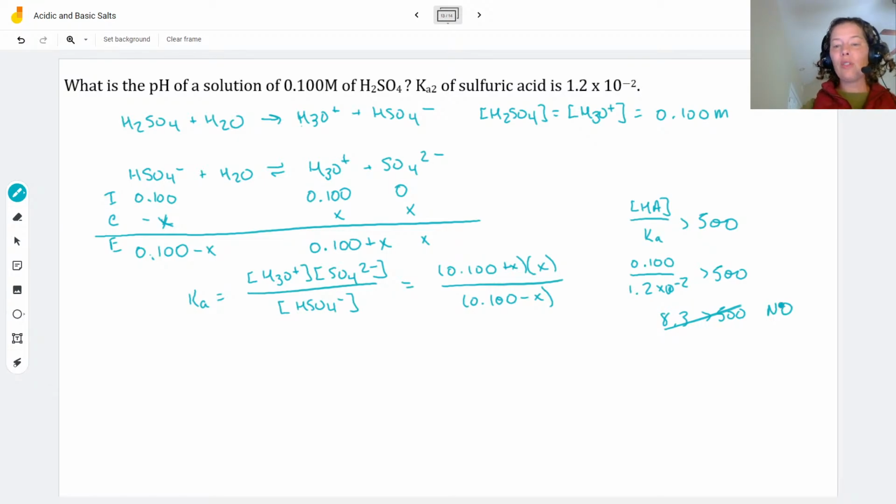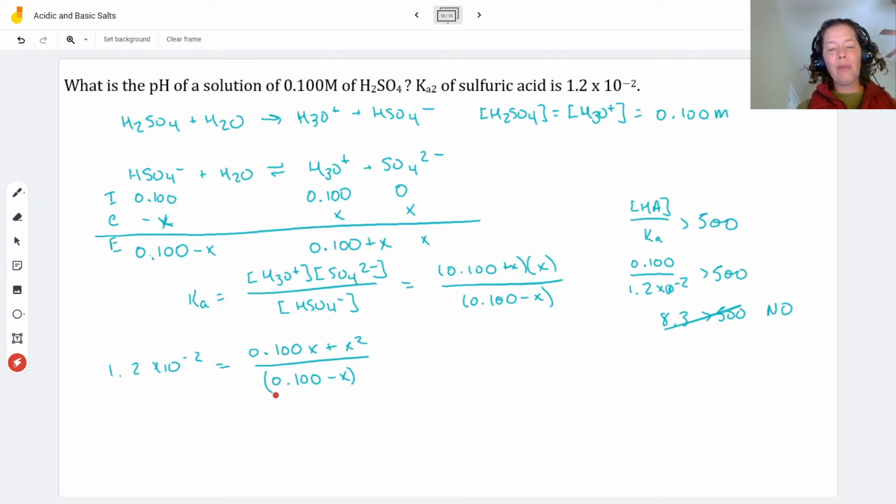Here is where you can get a little bit lost in the math, so just be careful and take your time. I'm going to take this and distribute this X: 0.100X plus X squared. This is still over my same quantity here.